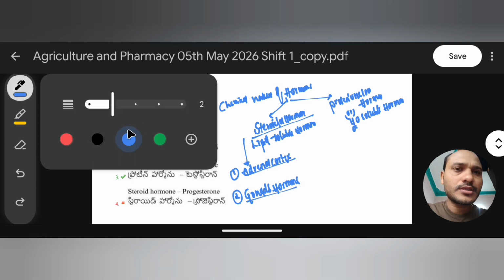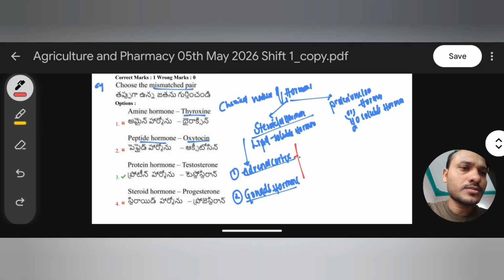Then what are the adrenal cortex hormones? We have adrenal glands on the surface of the kidney, a cap-like gland, the adrenal gland, which anatomically is divided into two parts, an outer part and an inner part. The outer part is called the adrenal cortex and the inner part is called the adrenal medulla.